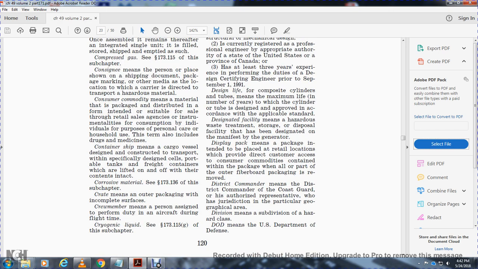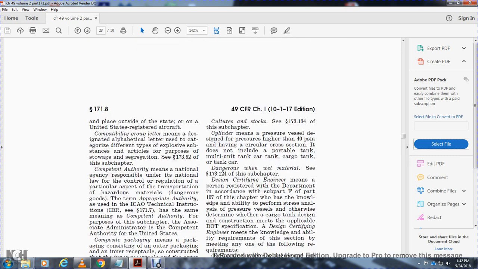Cryogenic liquid, 173.115(g) of the subchapter. Cultural Synstat, 173.134 of the subchapter. Cylinder means a pressure vessel designed with a pressure higher than 40 PSIA with a circular cross section, but it does not include a portable tank, a multiple tank car tank, a cargo tank, or a tank car. Changes when wet material, 173.122 of the subchapter.